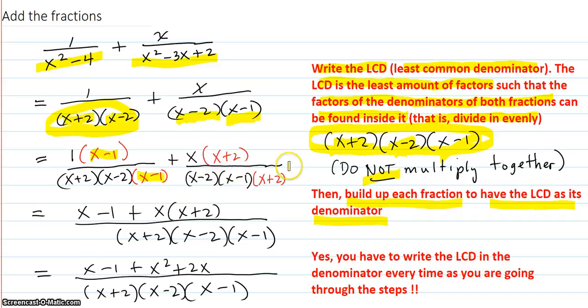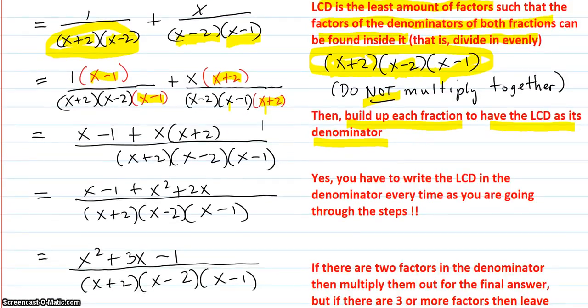x minus 2, x minus 1, it doesn't have an x plus 2. So you need an x plus 2, and again you have to multiply it in denominator and numerator. And now when you look at these, they might be in different orders of factors, but all three factors are the same as the LCD. So that's your common denominator. Now all you have to do is multiply things out. I distributed, well, it was just 1, so it's x minus 1 plus x times x plus 2 all over the common denominator.